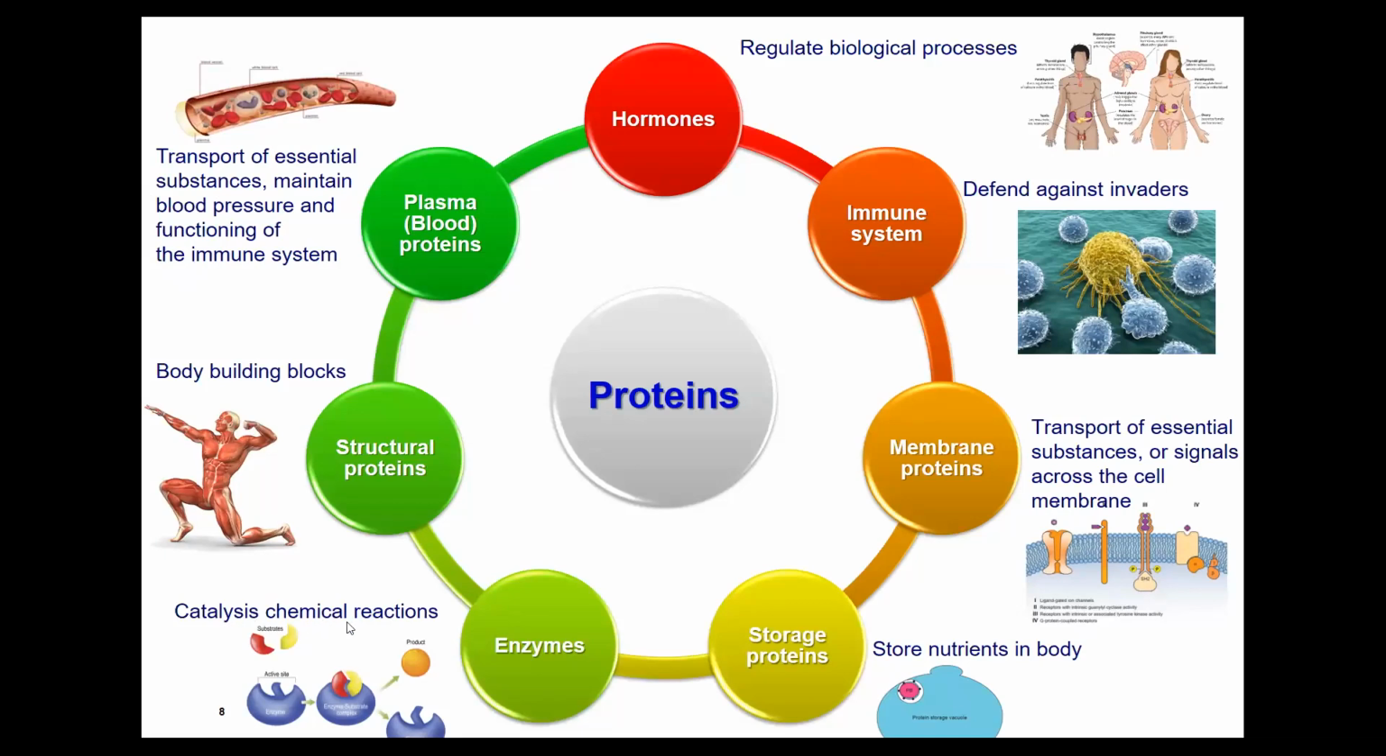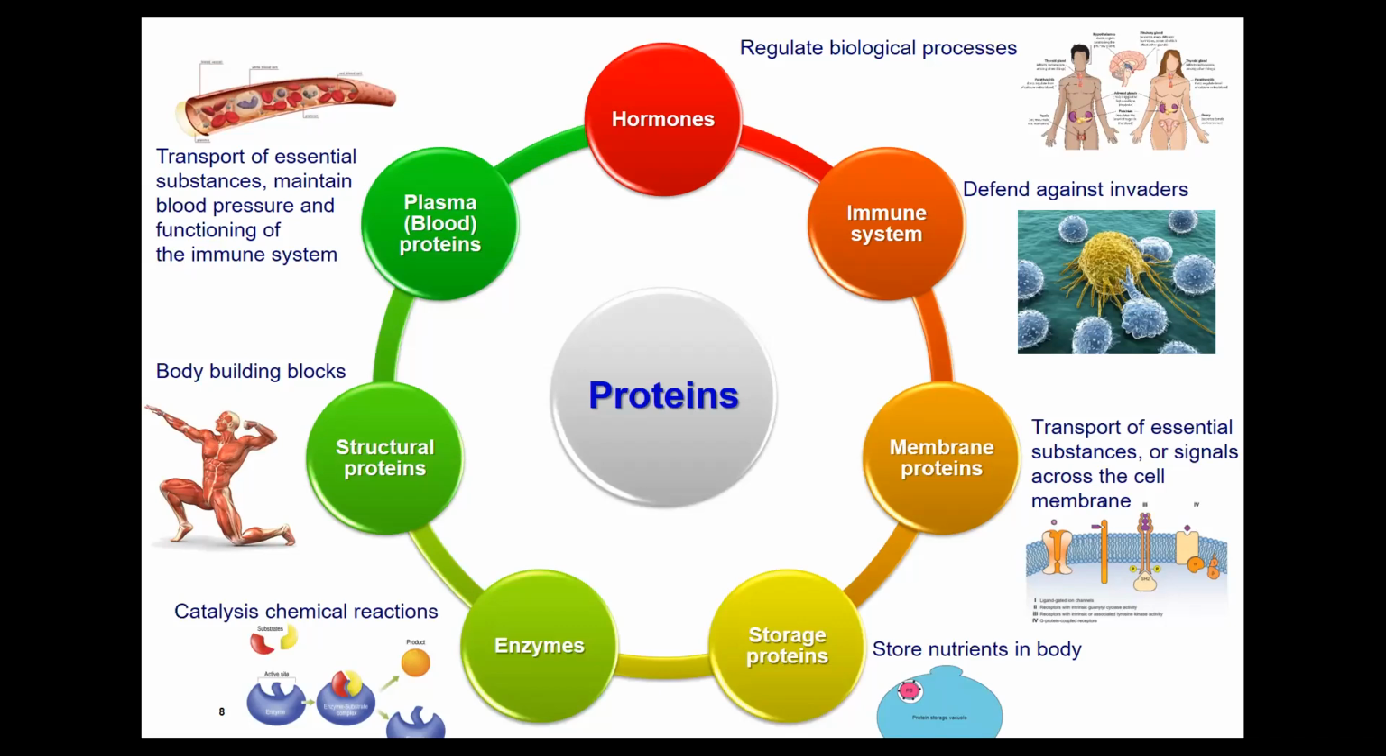They not only catalyze, but without them, the reaction would take 300 years. With the enzymes, these reactions run in seconds or even less. So practically, they generate those reactions. Structural proteins: our body is built from proteins, okay? And we have plasma blood proteins, which transport essential substances and maintain the blood pressure. They are also involved in the immune system, transporting our antibodies and antigens through the blood. So we can see how important proteins are and how many functions they do in our body.